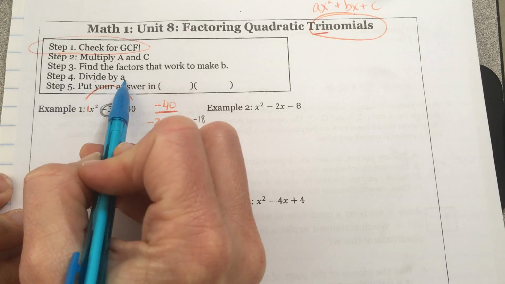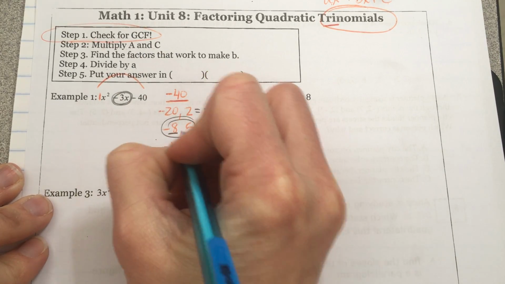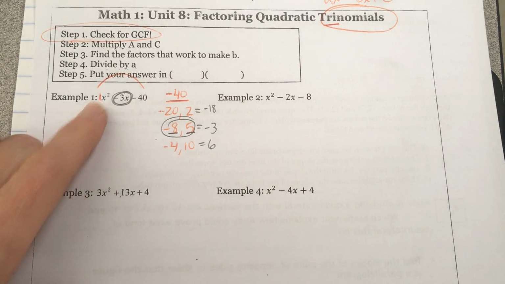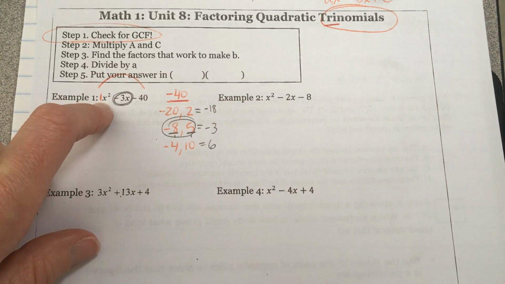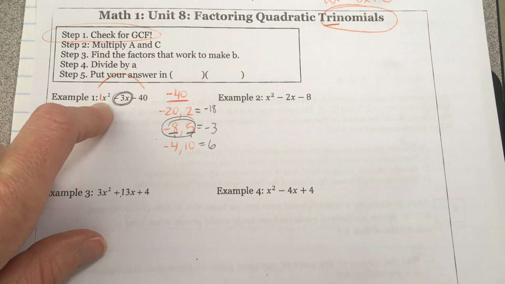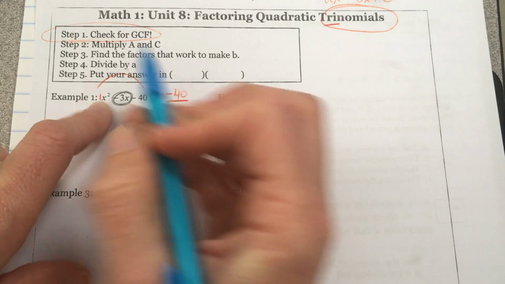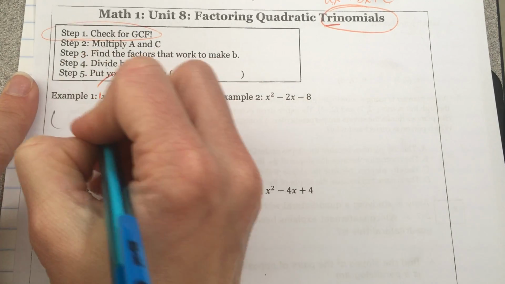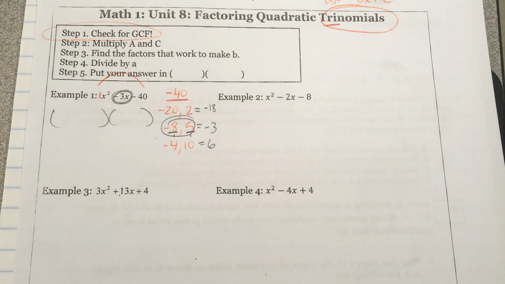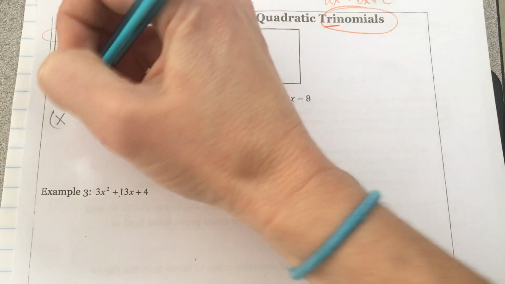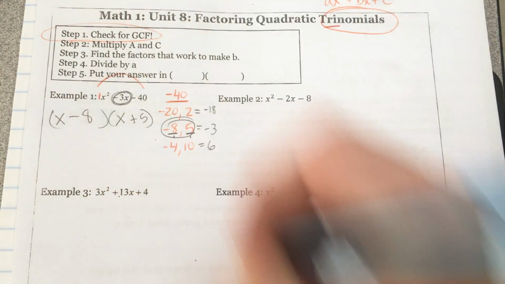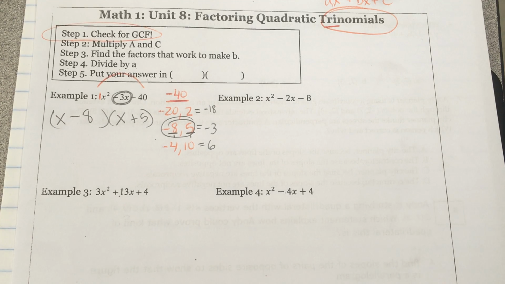Step 4, divide by A. So you have to take these two numbers, the ones that we want, and you have to divide by the first number. What's the first number? Is that going to change it at all? No. Sometimes it will if it's not a 1, but in this case it doesn't. So when you divide by 1, it doesn't change it. Step 5, put your answer in parentheses. So 2 sets of parentheses. You're going to put an X in front because what does X times X give you? X squared. And then you're going to put minus 8 in the first one and plus 5 in the second one. Okay?